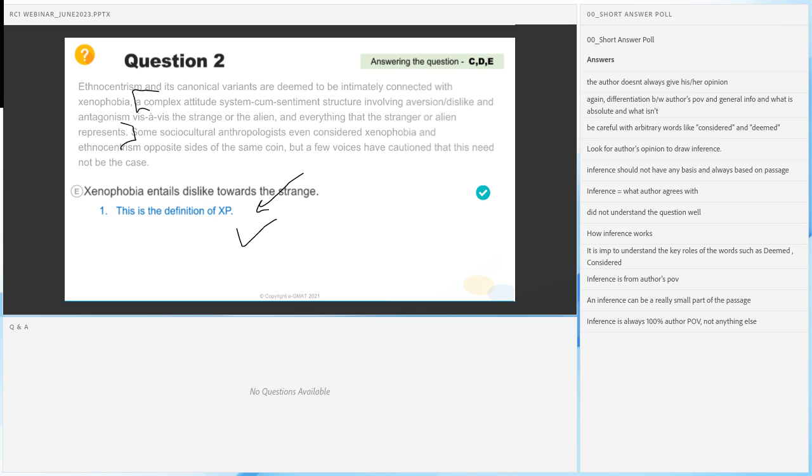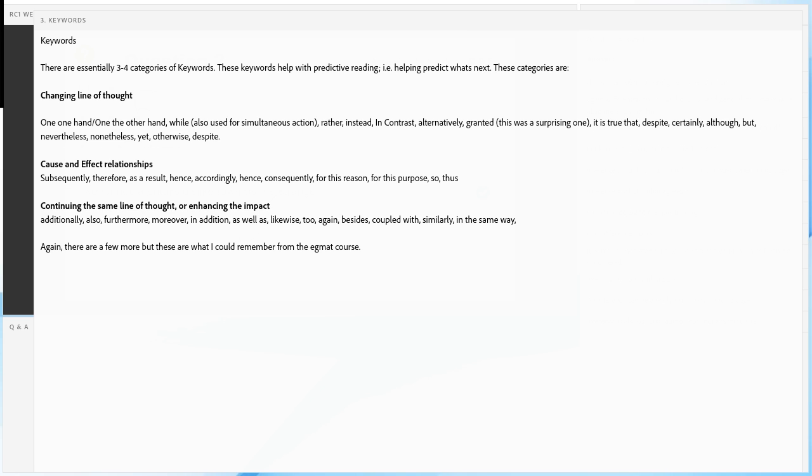Now I'm going to give you some keywords overall. Here is a list of keywords, and it's by no means a comprehensive list, but you can really see how keywords help. When you're thinking about changing line of thought: on one hand, on the other hand, not one hand. While, rather, all of this change line of thought. Now, while could also be used for two actions happening at the same time. Instead, in contrast, alternatively, all of these change the line of thought.